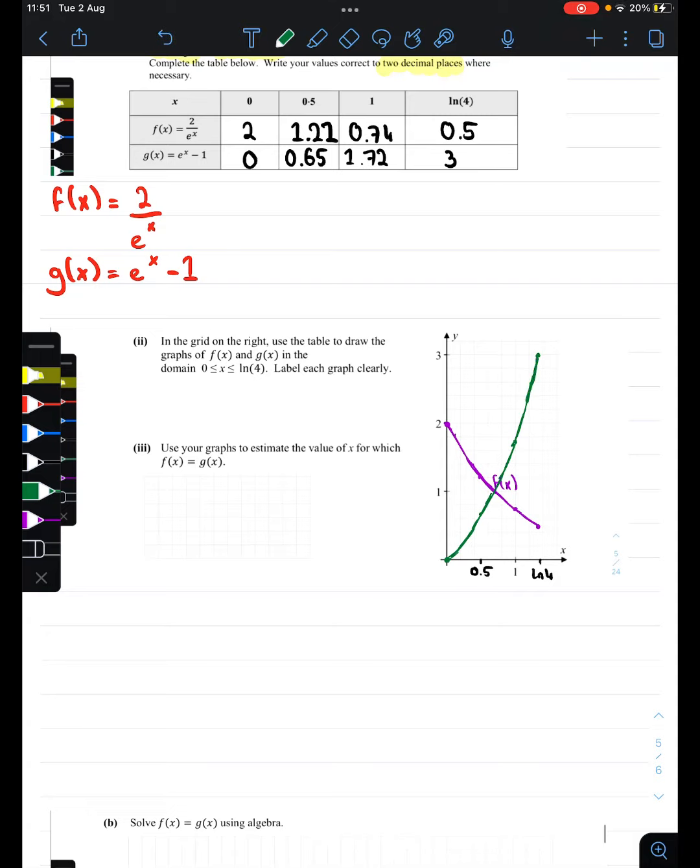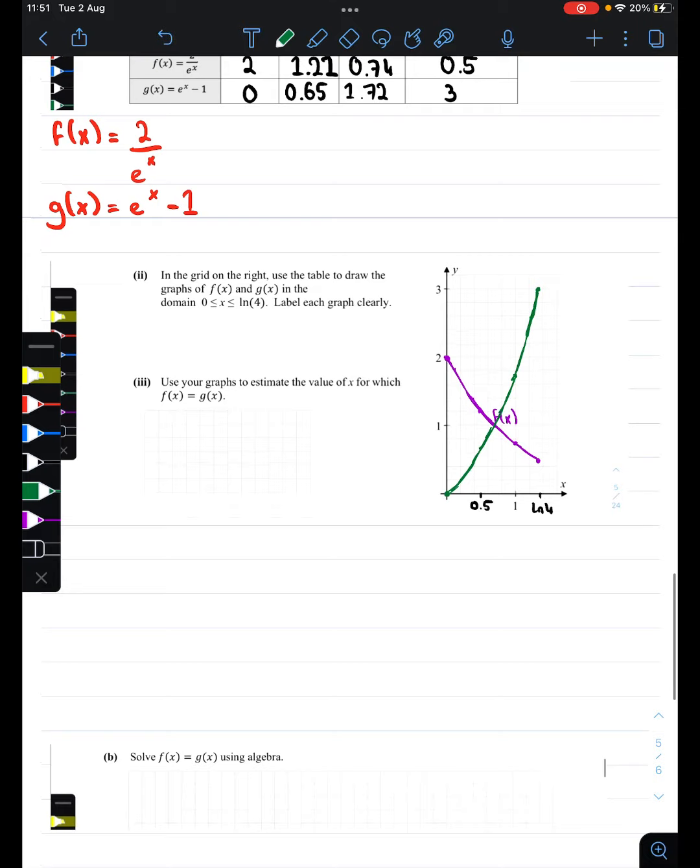And now it doesn't need to be perfect. You just have to get the right kind of shape, like, it's curving upwards and f of x is curving downwards. And the most important thing is that it travels through those 4 points. Okay, now on to part 3. Use your graphs to estimate the value of x for which these two meet. So now, if these two are equal, well, that's the point at which their graphs meet. And so that would be this point here, somewhere around here.